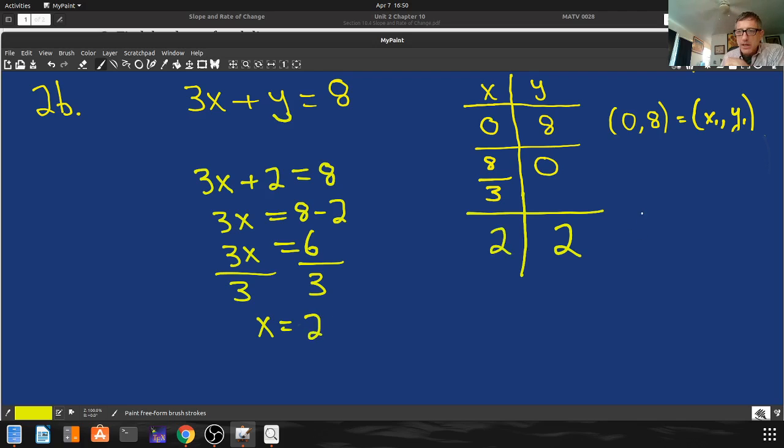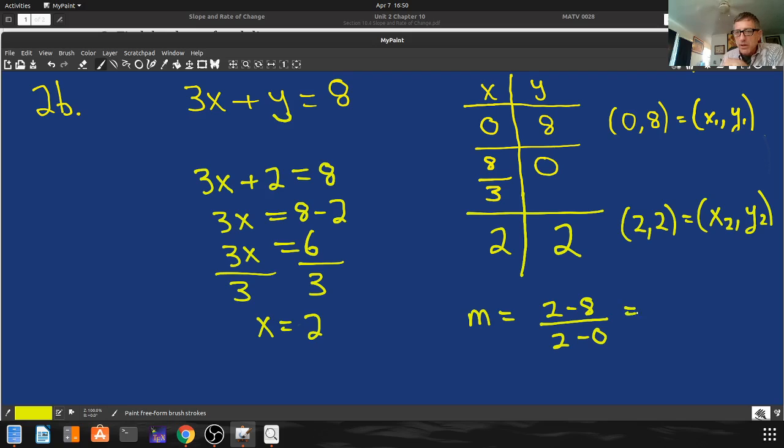Now, if the point 2, 2 is chosen to be x2, y2, I can calculate the slope, m, to be 2 minus 8 over 2 minus 0, which is minus 6 over 2, which is minus 3. And that's what we got earlier. So it doesn't matter. We get the same answer.